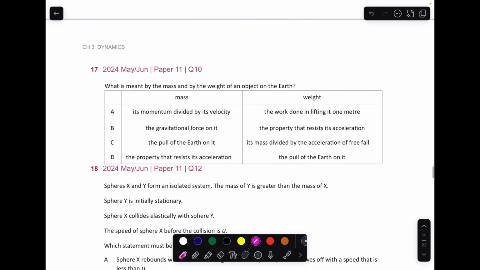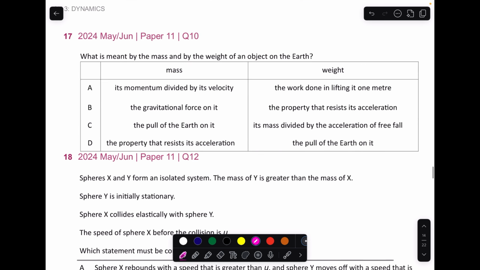In the next question, what is meant by the mass and the weight of an object on the earth? Okay. In option A, it's the momentum divided by its velocity. So if you look at the formula, p equals m v, so mass equals p by v. It's making sense mathematically, but not by the definition. It is not how we define the mass.